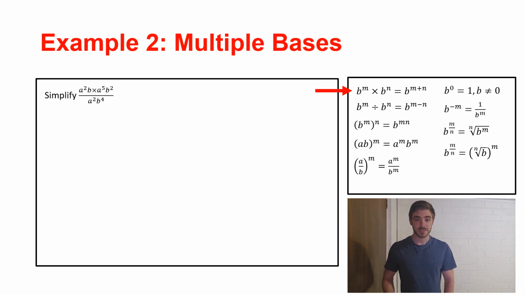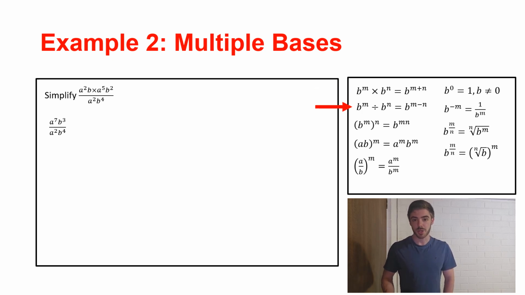In this case, we have a squared and a to the power of 5, which are going to combine to give us a to the power of 7. We also have b and b squared, which when combined make b cubed. As for the denominator, there's nothing to actually do here, so we can move on to the division principle.